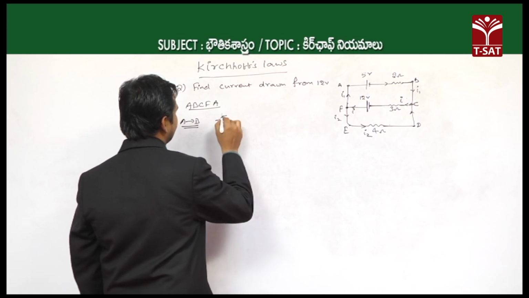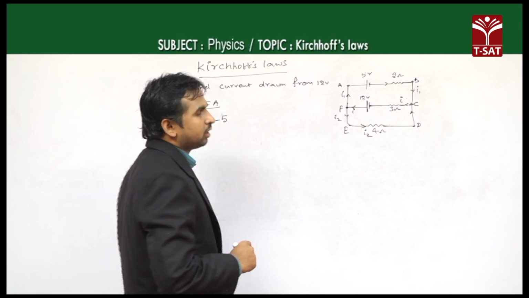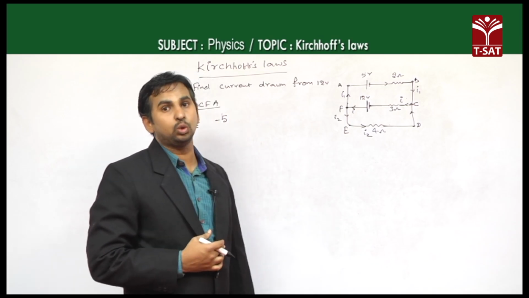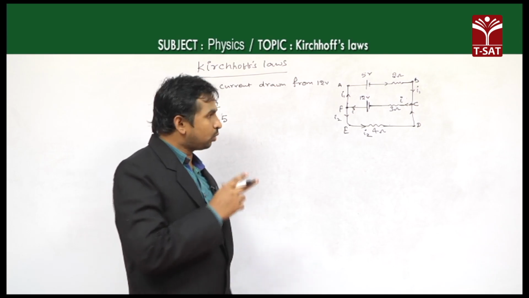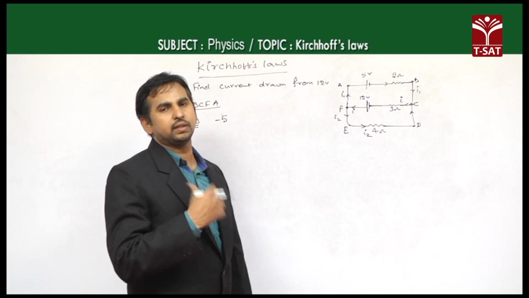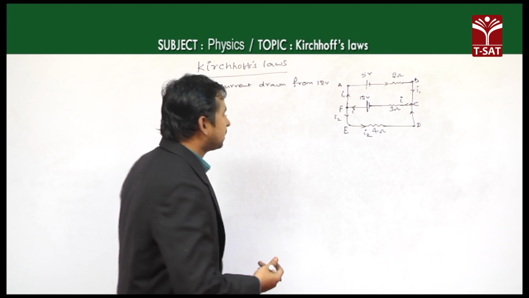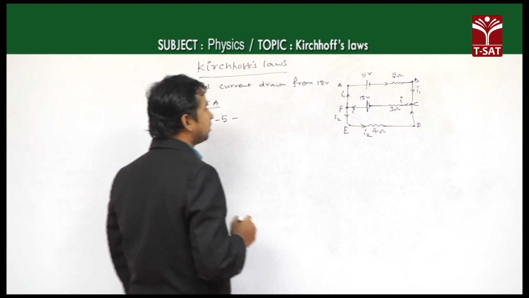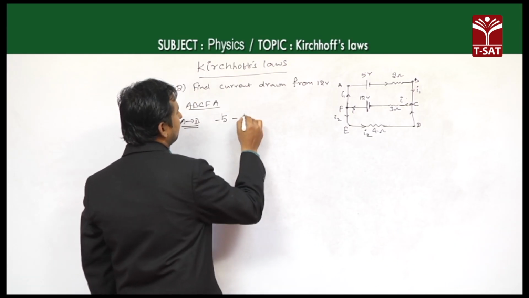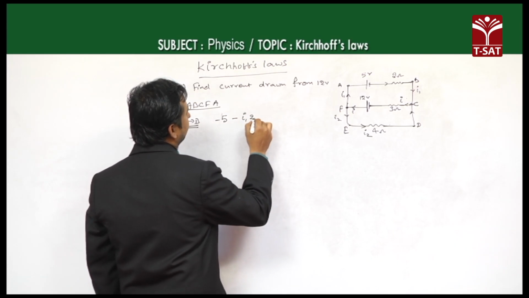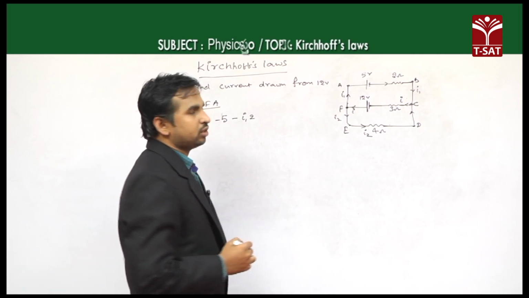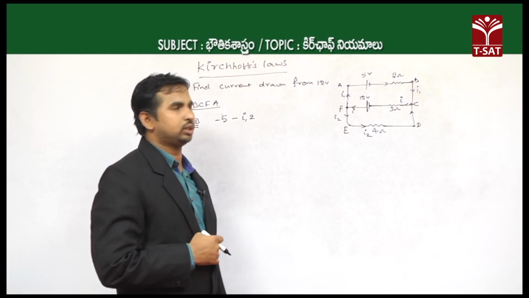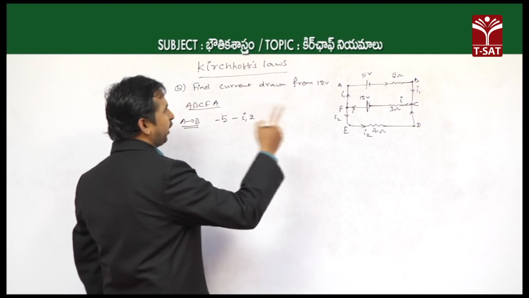So we consider that as minus 5, as we are going from high to low. After that there is a 2 ohm resistance, and we are going in the direction of current, and the resistance opposes that. So we have to take that as minus, and the current passing through that resistance is I1. So it is minus I1 times the resistance value of 2, that is I1 into 2. Now that is for the A to B case.